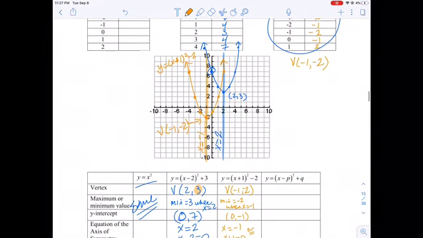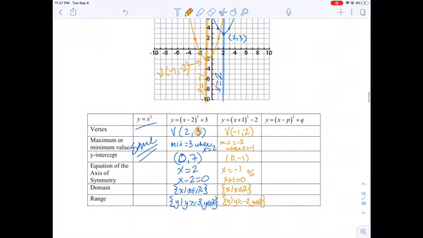There's a couple of ways you could have done that, but that's probably one of the easiest or the quickest. And then I filled in the table down here. My vertex (-1, -2), my min -2 when x equals -1, etc. So you can check your own answers there if you need to pause the video.